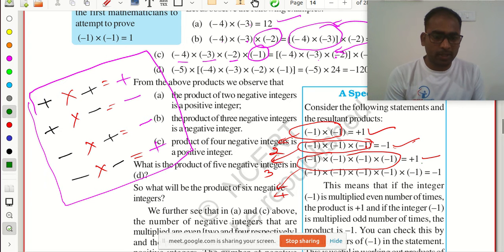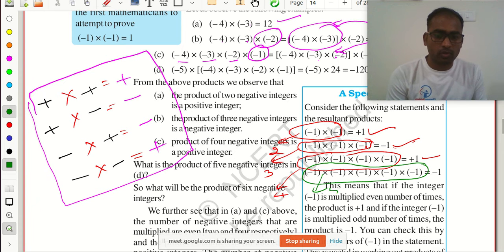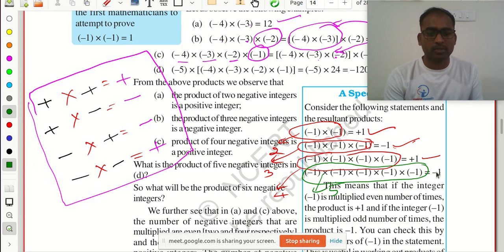Yes. If I multiply this minus 1 five times, I am getting a minus 1. So when I multiply an even number of times, na? Even numbers are how much? 2, 4, 6, 8, 10. These are the even numbers. Odd numbers are 1, 3, 5, 7. These are the odd numbers.